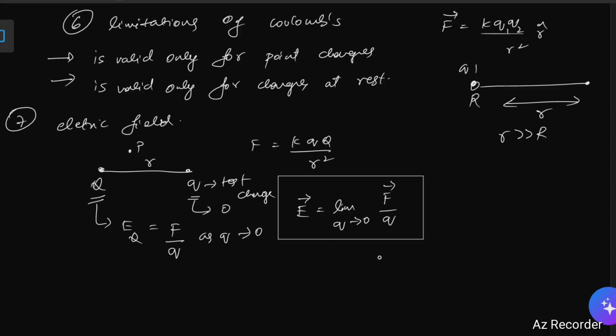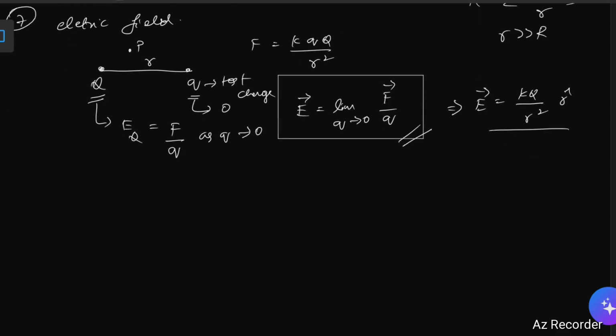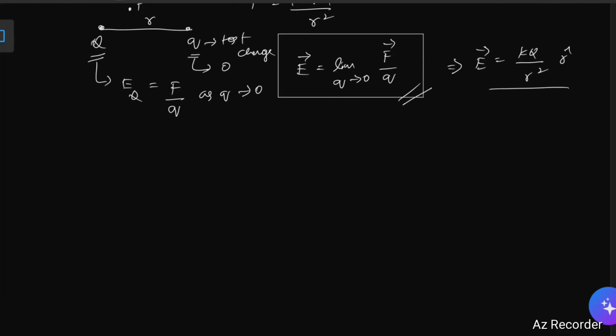So this is the definition. Mathematically, F we already know is kq capital Q by r square. If I apply this, I'll get the electric field as kQ by r square. This is the formula for a point charge. Now let's go further. This could be asked in MCQs.